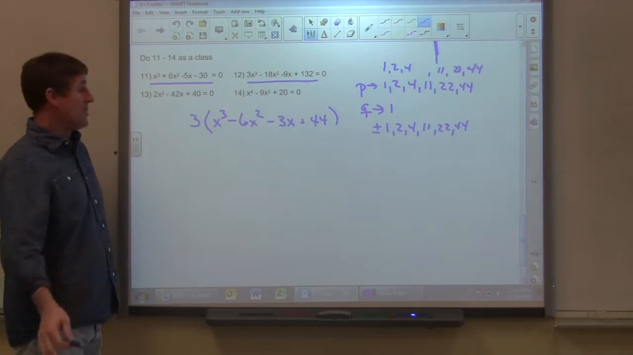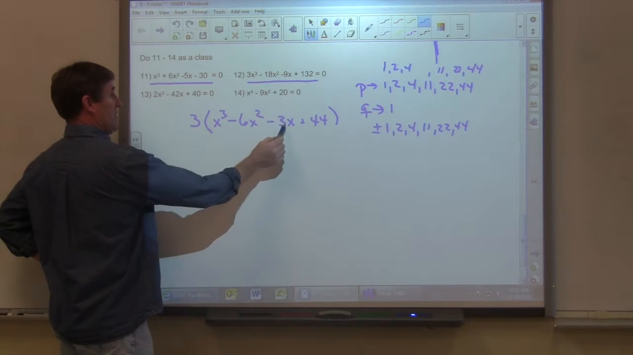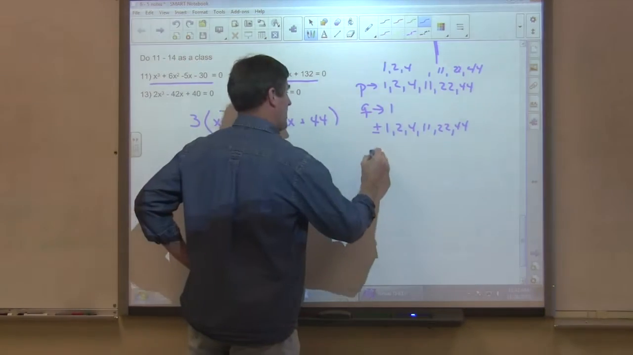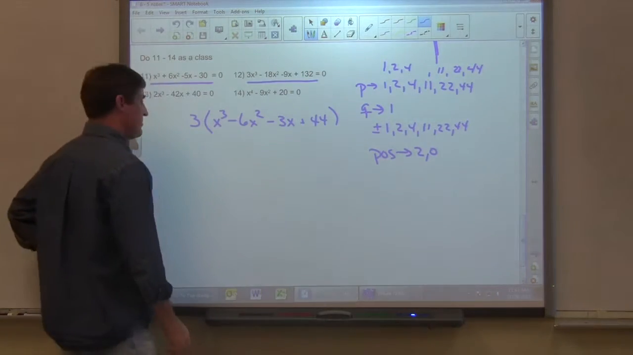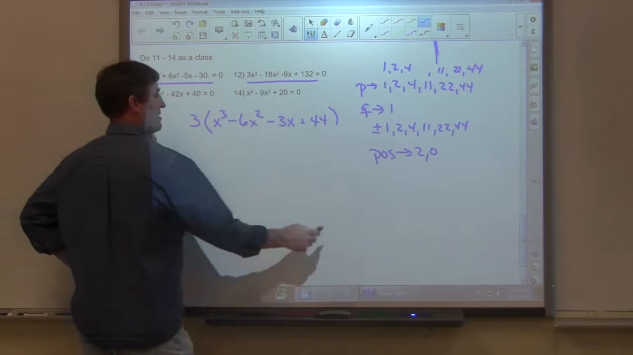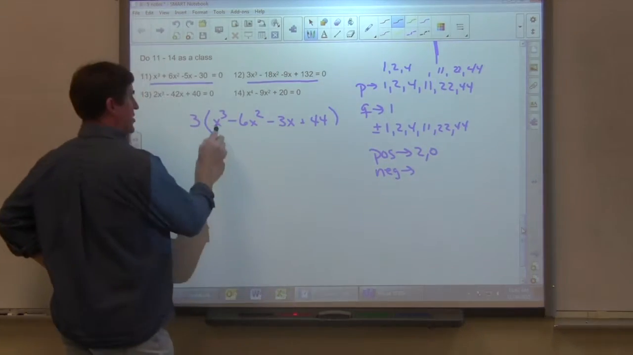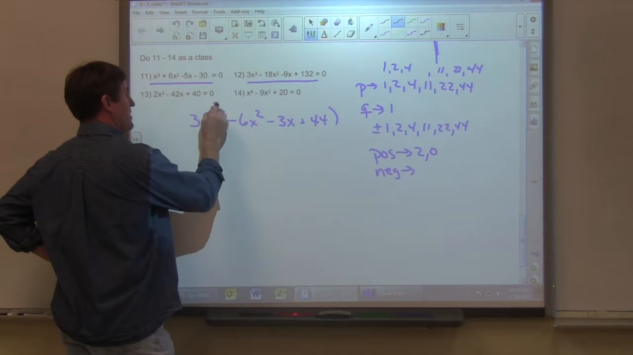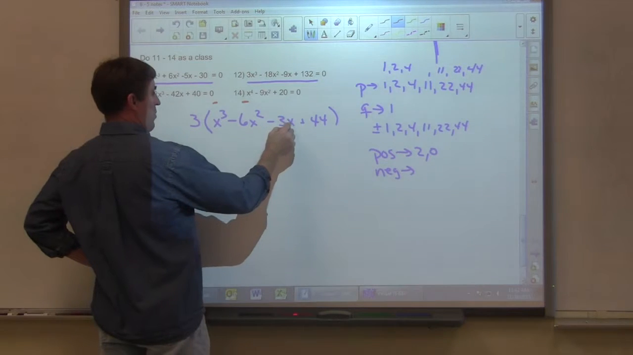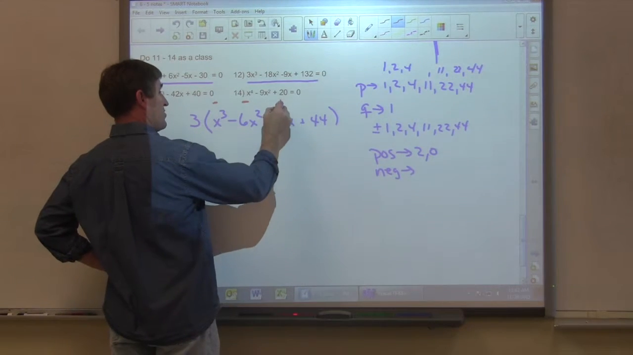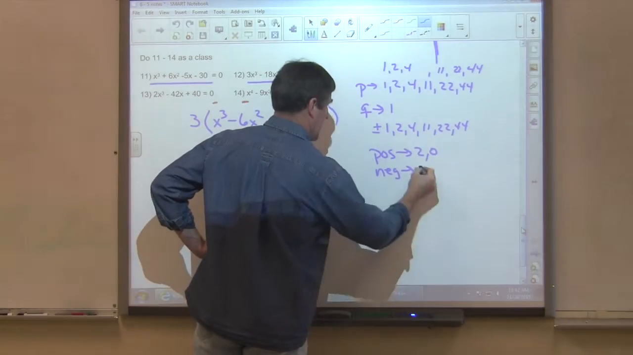So now we do the sign changes. We have one sign change: stays the same, changes. So positive solutions, there are either 2 or 0. Negative solutions, remember we do the sign change, we put a negative x in. 3 negatives is negative, 2 plus 1 is 3, that's negative. 1 plus 1 is 2 negative signs, so that's positive, and the constant stays the same, so we have one negative solution.